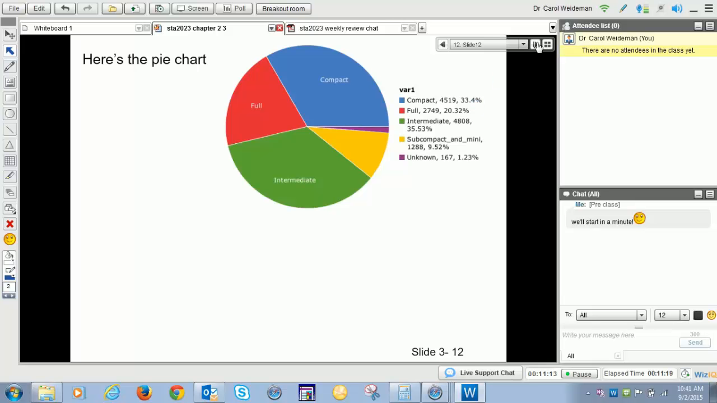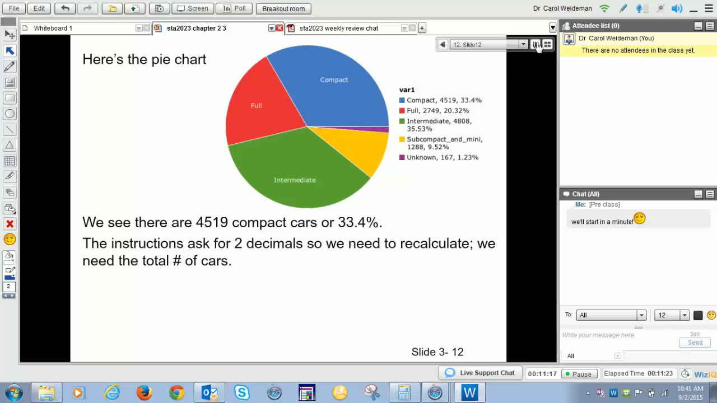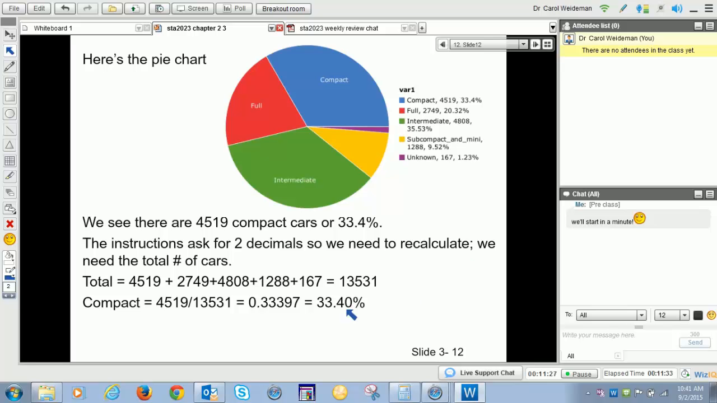The answer for the problem wants 2 decimals, so we're actually going to have to recalculate. We need the total number of cars, which comes out to be 13,531. Then I can divide that into the 4515 and get the decimal. Sometimes the output here may not give you enough decimals, and you might want to recalculate. But all the others have 2 decimals, so you could just put those into the MyMathLab problem.